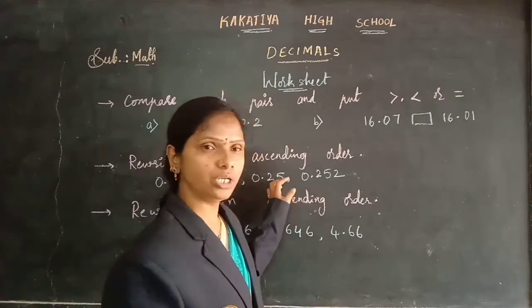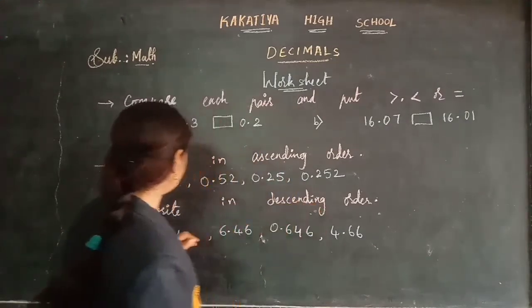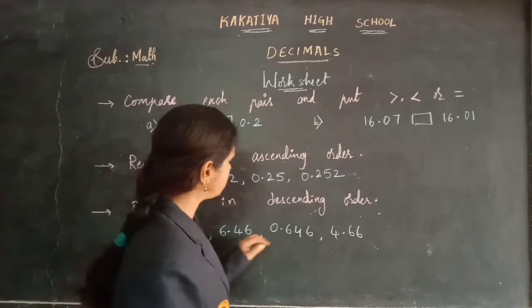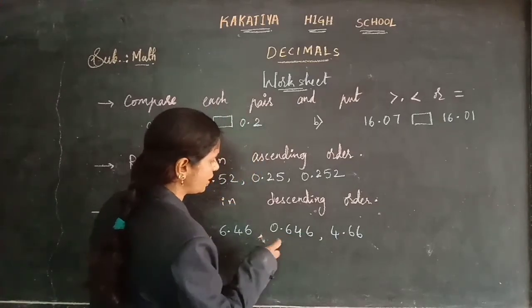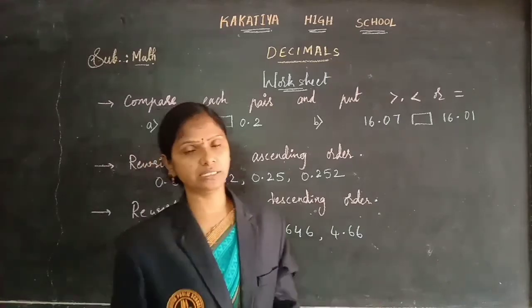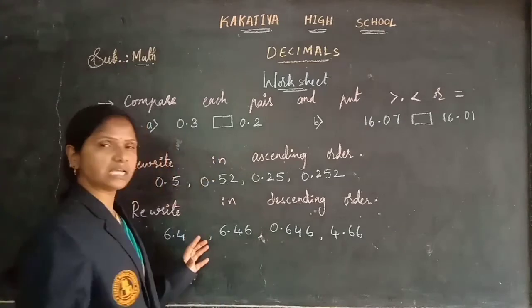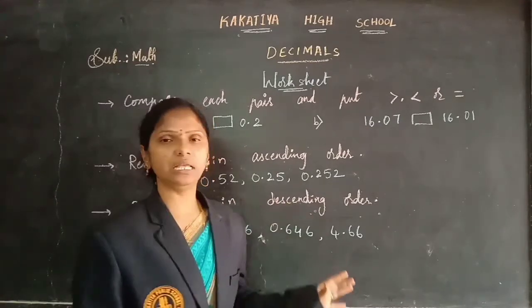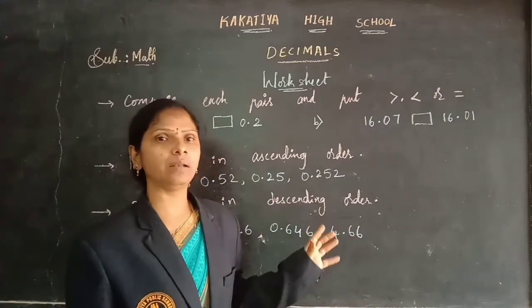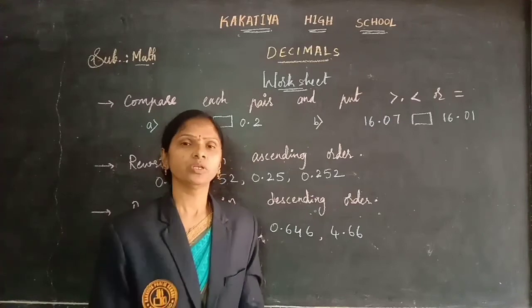Come on. Now you need to write like this, and descending order. Rewrite in descending order: 6.4, 6.46, 0.646 and 4.66. Okay, the given series is unlike decimals, children, so you change it to like decimals, and later on check the integral part. If the integral part is the same, for those numbers you go through the decimal part. Okay, so thank you.